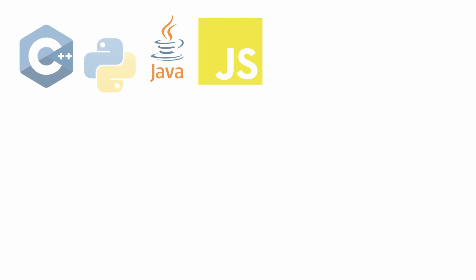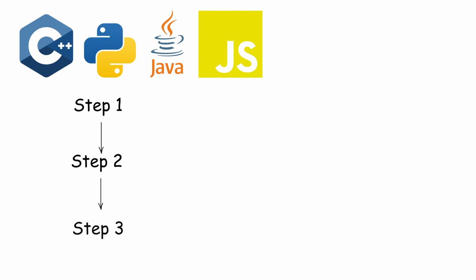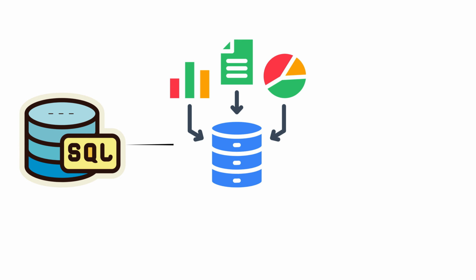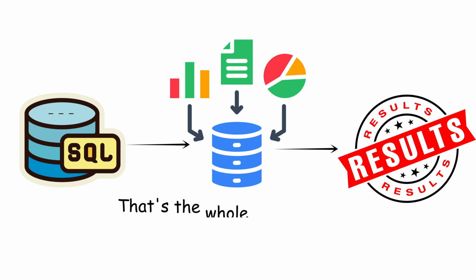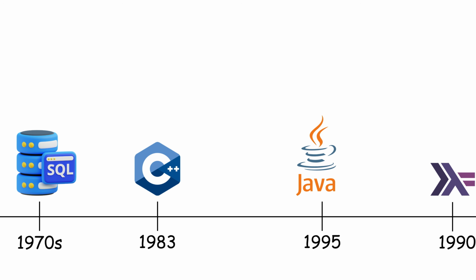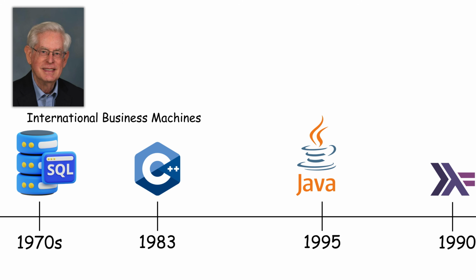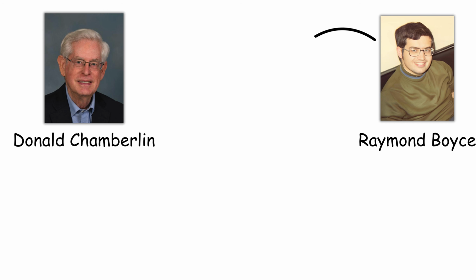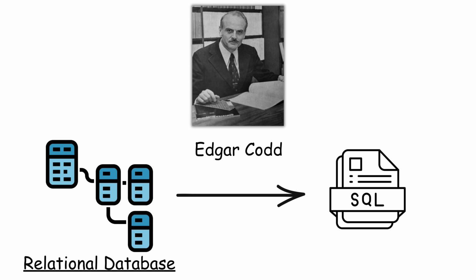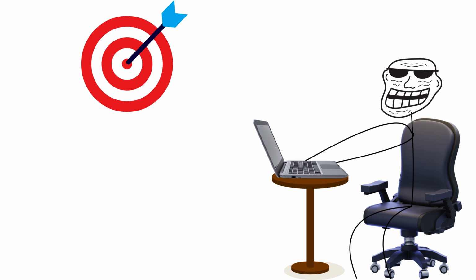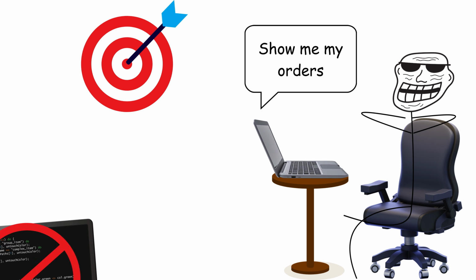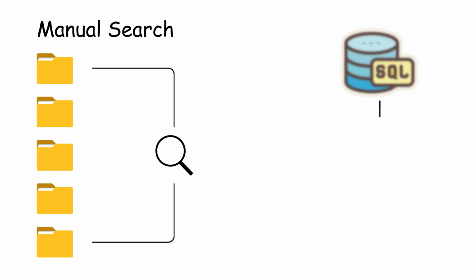SQL. Most languages tell a computer how to do something step by step. SQL just tells it what you want and lets the database figure out the rest. That's the whole idea behind it. It was developed in the early 1970s by researchers at IBM, Donald Chamberlain and Raymond Boyce, based on earlier work by Edgar Codd on how relational databases should work. The goal was simple: let people ask questions about data using something close to plain English, instead of writing complicated code to search through it manually.